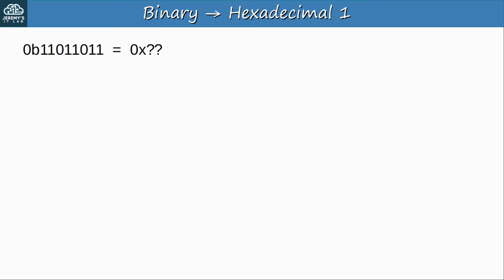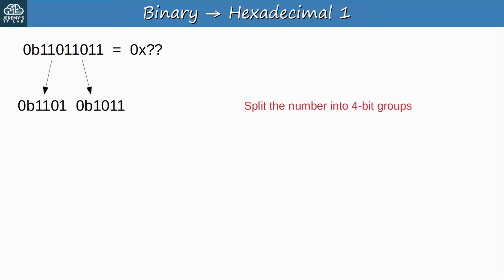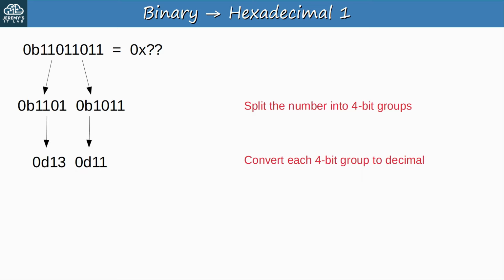Binary 1101, 1011 is equal to what in hexadecimal? So this is 8 binary bits. Remember, each hexadecimal digit contains 4 bits of information. So split the number into 4-bit groups, 1101 and 1011. Then convert each of those 4-bit groups to decimal. 1101 is 8 plus 4 plus 1, so 13. 1011 is 8 plus 2 plus 1, so 11.